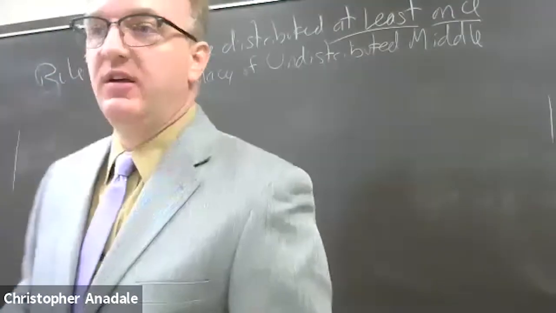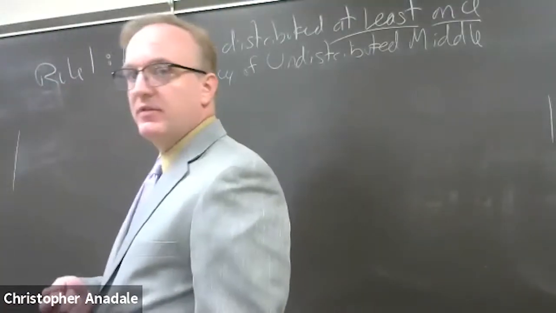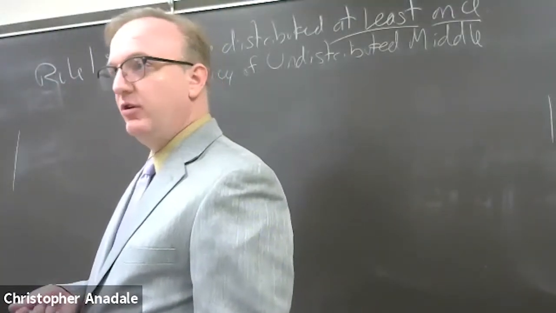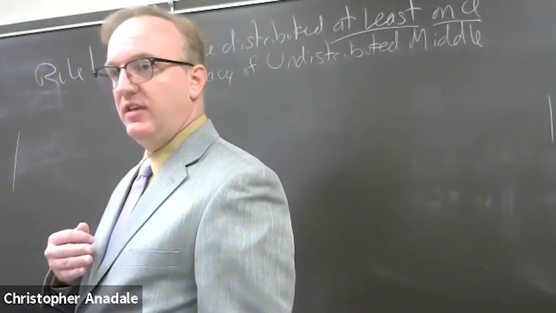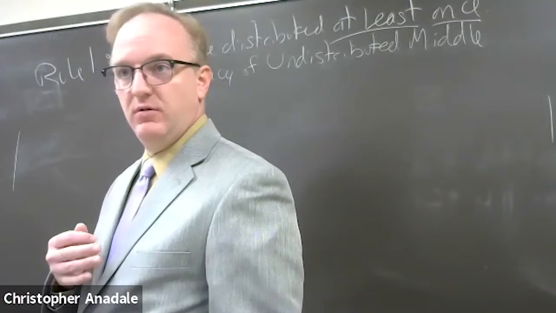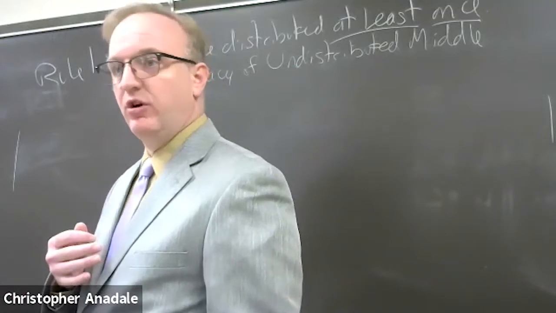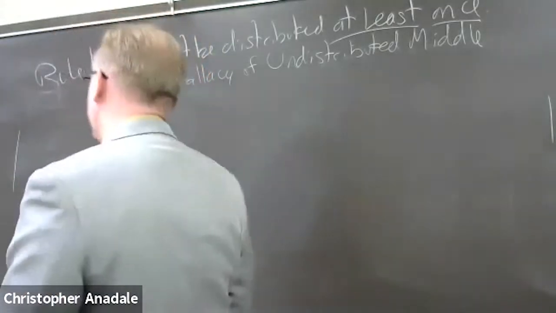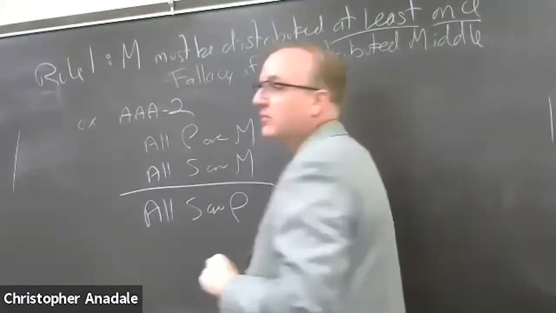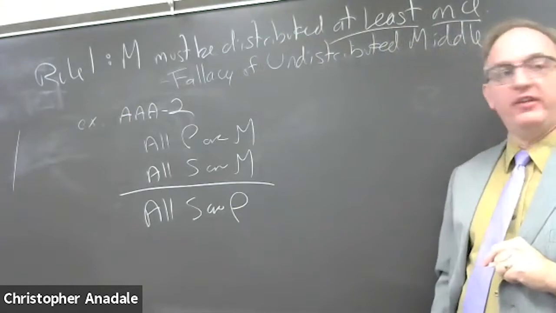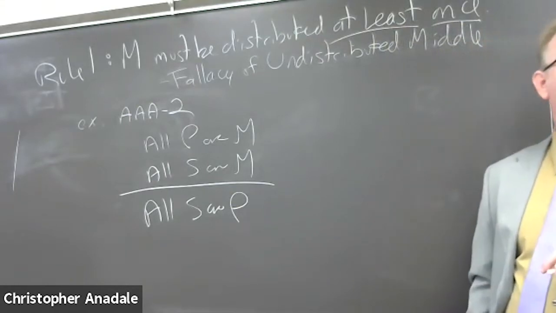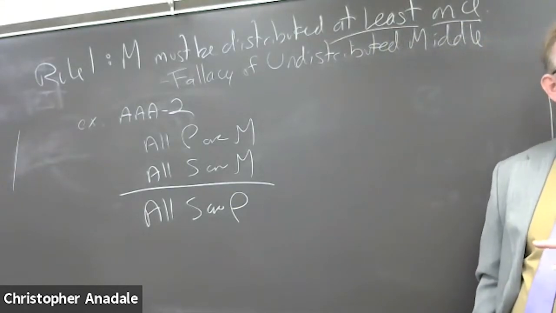Most common kind of undistributed middle term is going to be an AAA syllogism in the second figure with both of the middle terms in the predicate slot. Let's take a look at that. Format: all P are M, all S are M, therefore all S are P. We notice this doesn't follow.